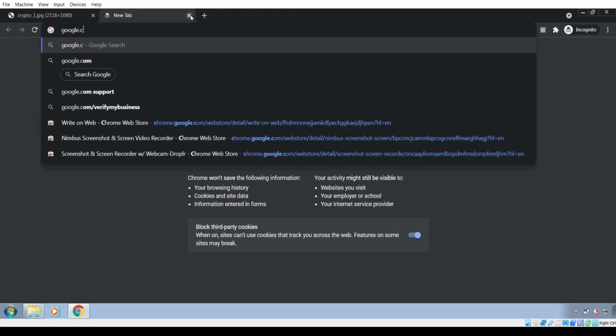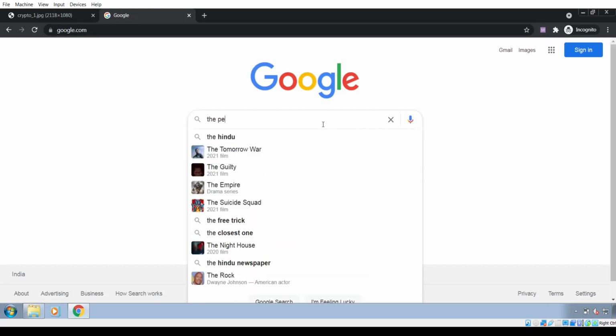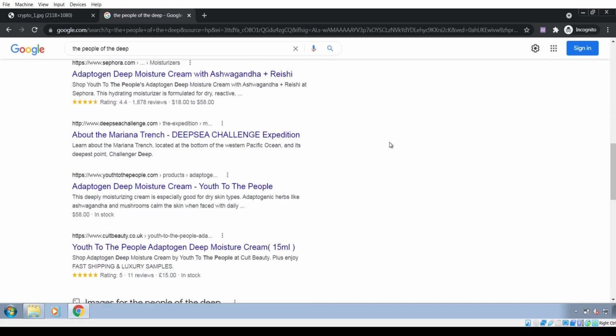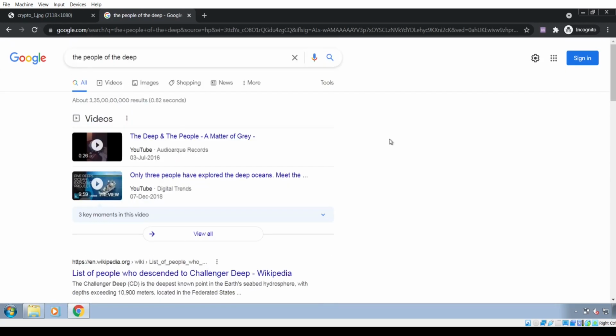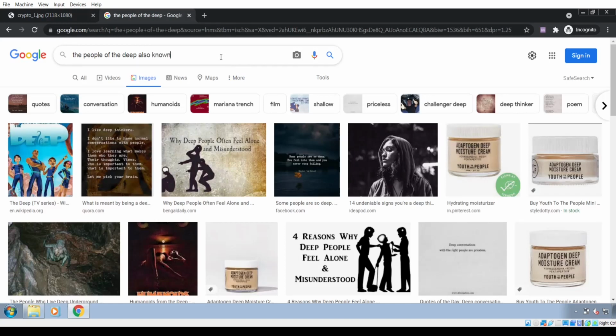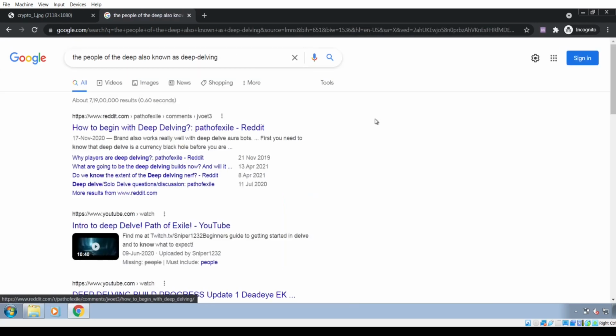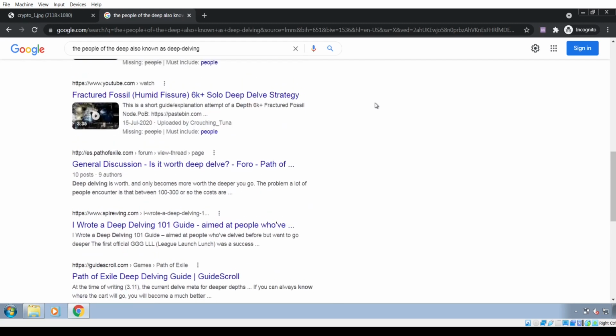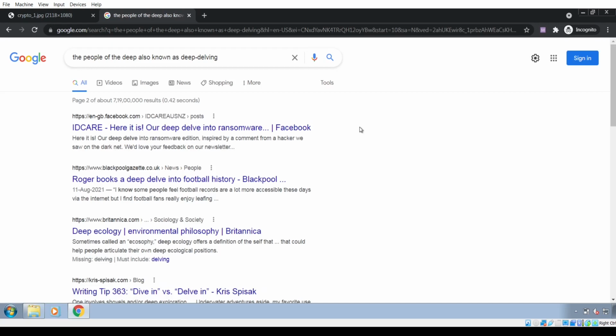Google.com, and the people of the deep. Let us have something in our mind. So there were certain results. Let us see all we can gather from here. We are the people of the deep, also known as deep delving. Let's see about the search results. There are certain search results which are matching things, but I cannot find any satisfactory results.